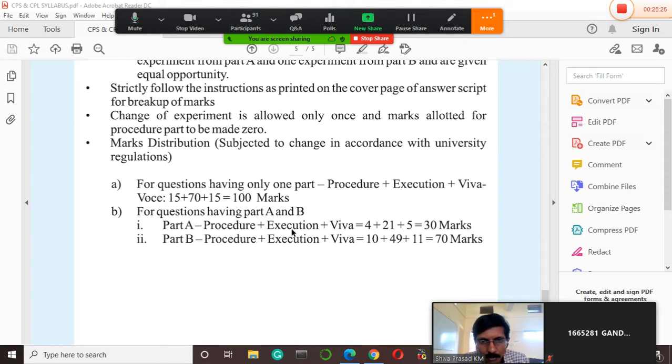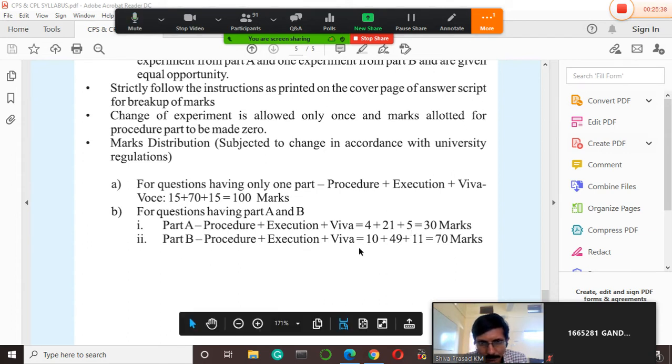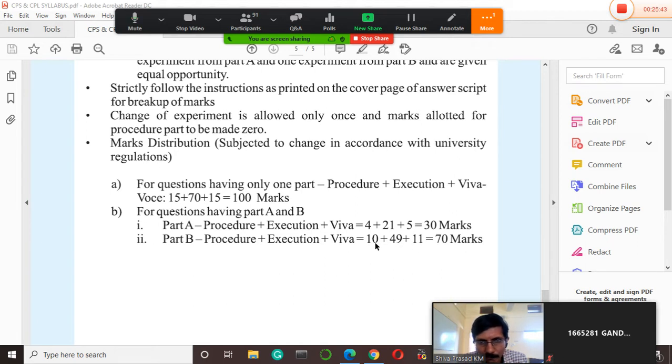So you can see the splitting of the 30 marks. For procedure it is 4 marks for part A, execution it is 21 marks, and viva voce it is 5 marks. Similarly for part B, the 70 marks is split into 3 important parts: for writing the procedure it is 10 marks, for executing the program and showing the correct output it is 49 marks, and viva voce is 11 marks. This is the splitting we will follow in the main examination.